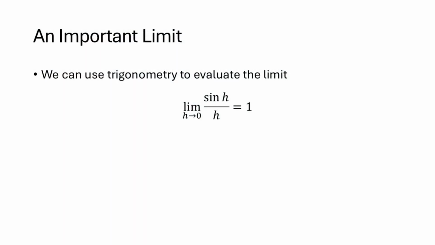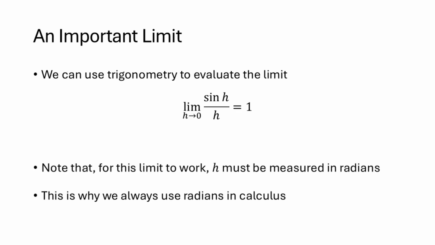One important limit that we learn about in Calculus 1 is that the limit as h goes to 0 of sine of h over h is equal to 1. Now this fact requires the angle h to be measured in radians, and this is why we're always going to be using radians in calculus.